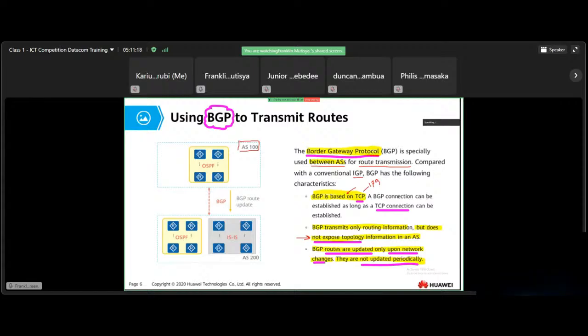The other thing is that BGP routes are updated only after the network changes. So we don't send hello packets. When the network is stable, we stop exchanging protocol information. So those are the features of BGP compared with OSPF and ISIS.